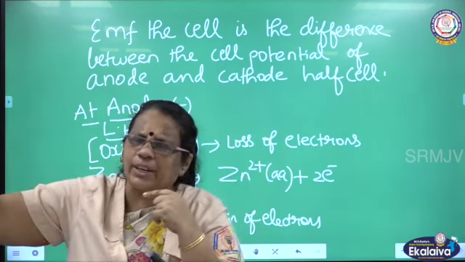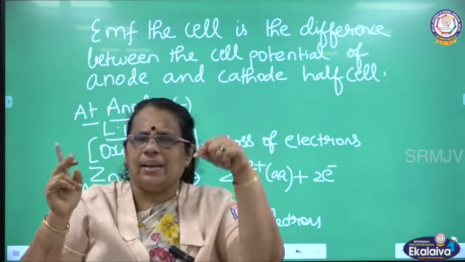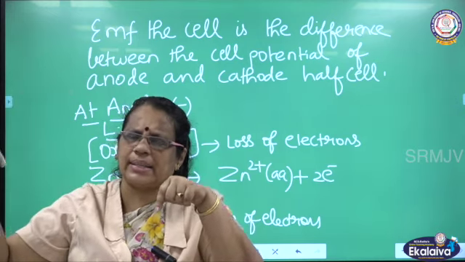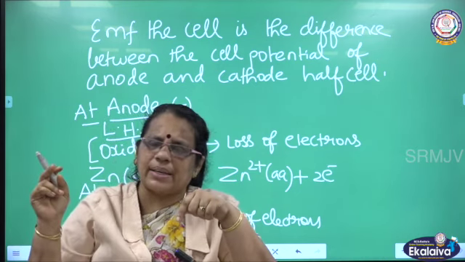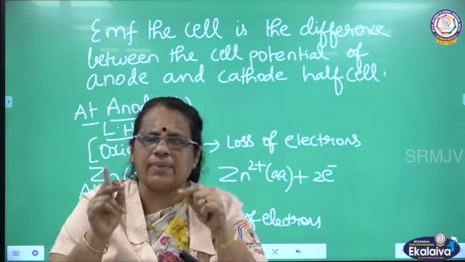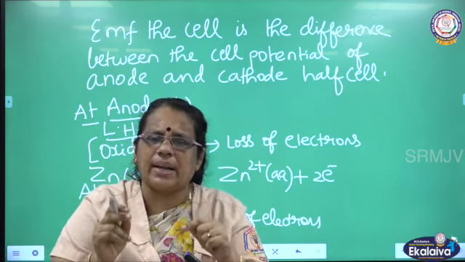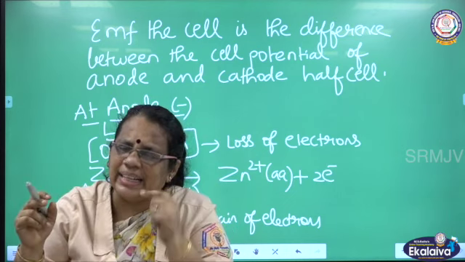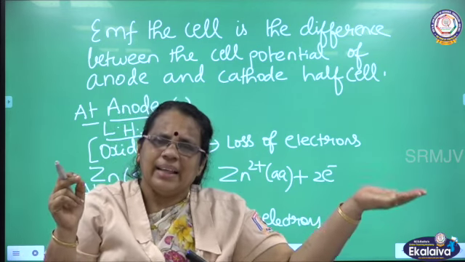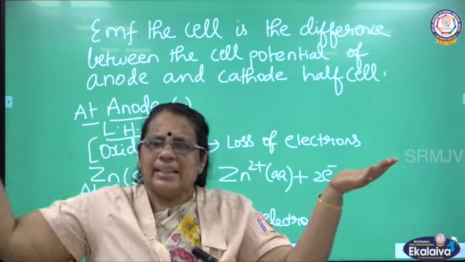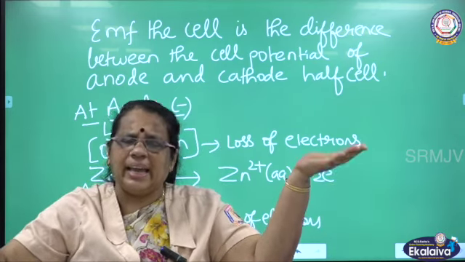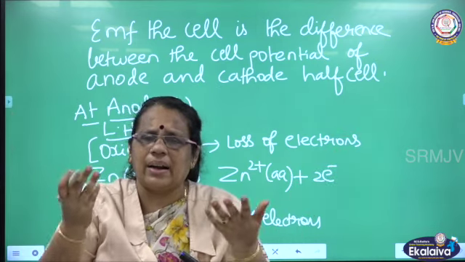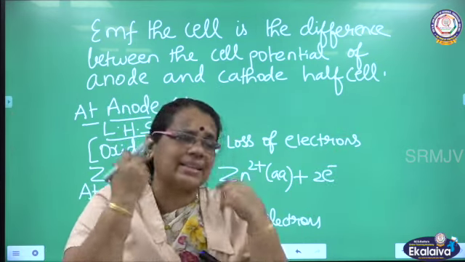What is the electrode on the right hand side? The cathode, the positive terminal. What type of reaction is taking place? Reduction is taking place. What is reduction? Gaining of electrons. So the electrode kept at the right hand side gains electrons. On one side the electrode is losing electrons, on the other side the electrode is gaining electrons. So simultaneously loss and gain of electrons is taking place. A redox reaction is taking place.